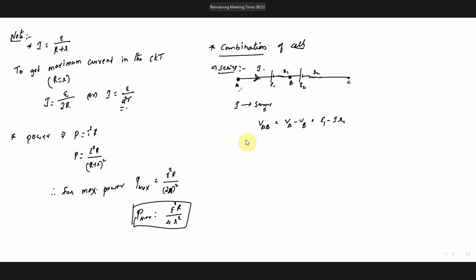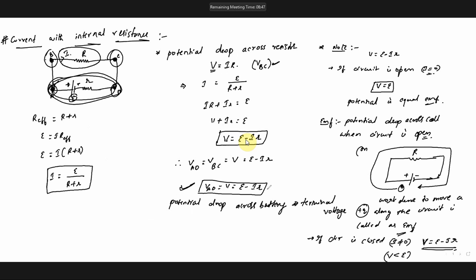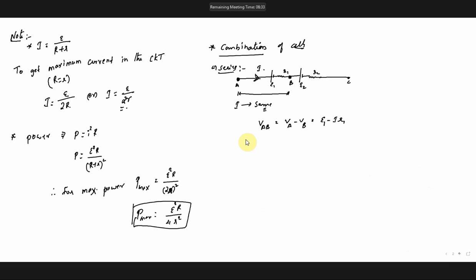VAB is nothing but the terminal voltage across the cell. Just now we discussed that terminal voltage across the cell is given as V equal to E minus Ir. In the previous concept we discussed the terminal voltage across the cell, so that concept only we are applying here. Terminal voltage across these two points can be taken as the terminal voltage across the first cell, VAB, which is equal to VA minus VB, that is equal to E1 minus IR1.